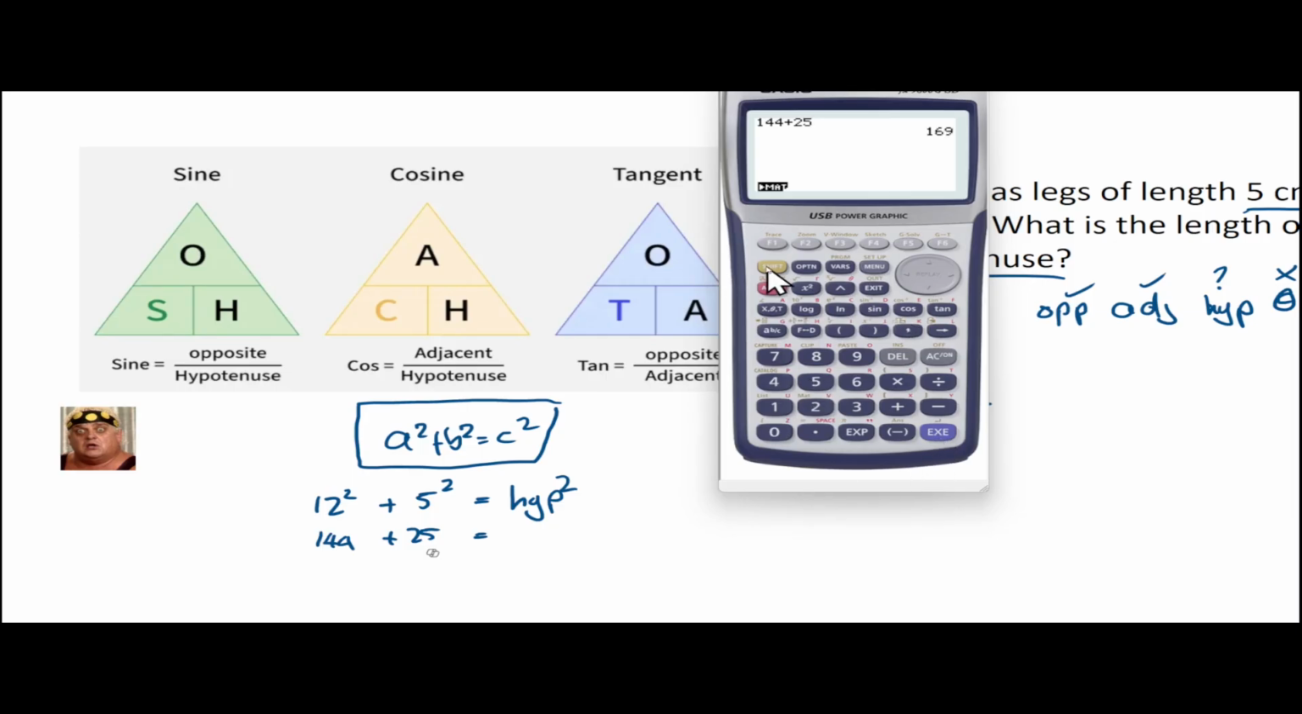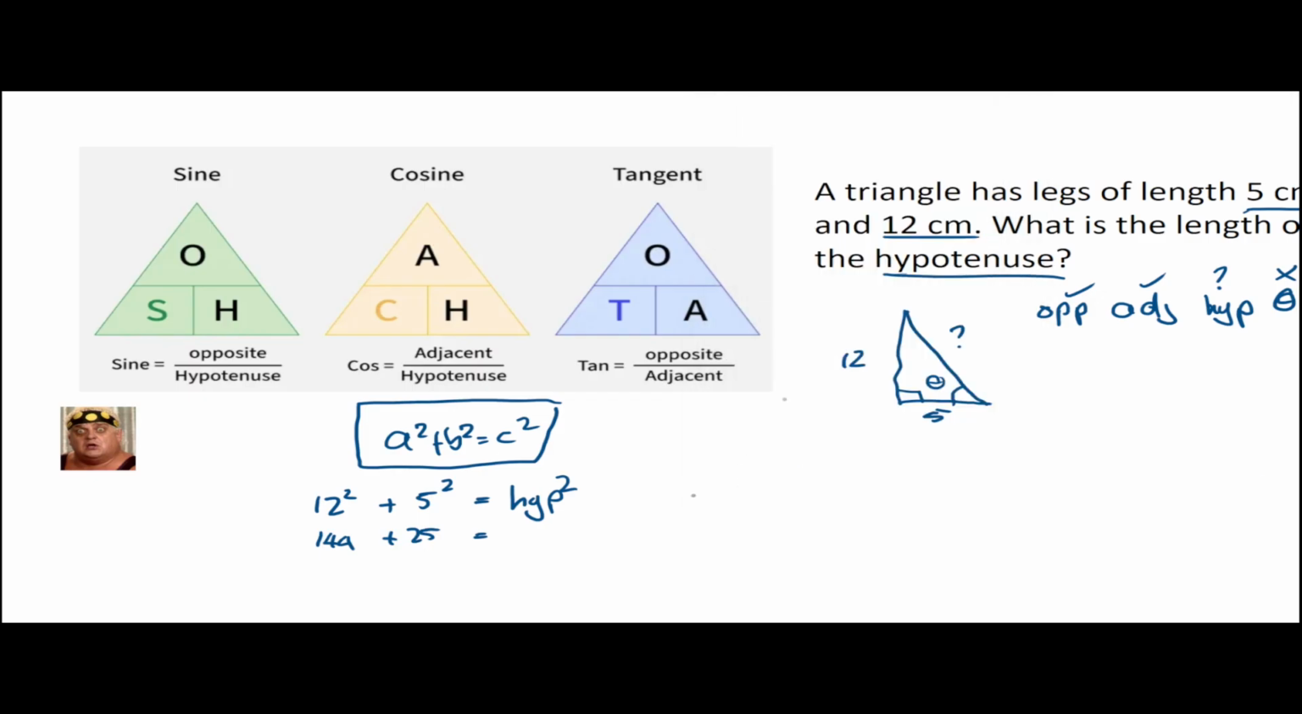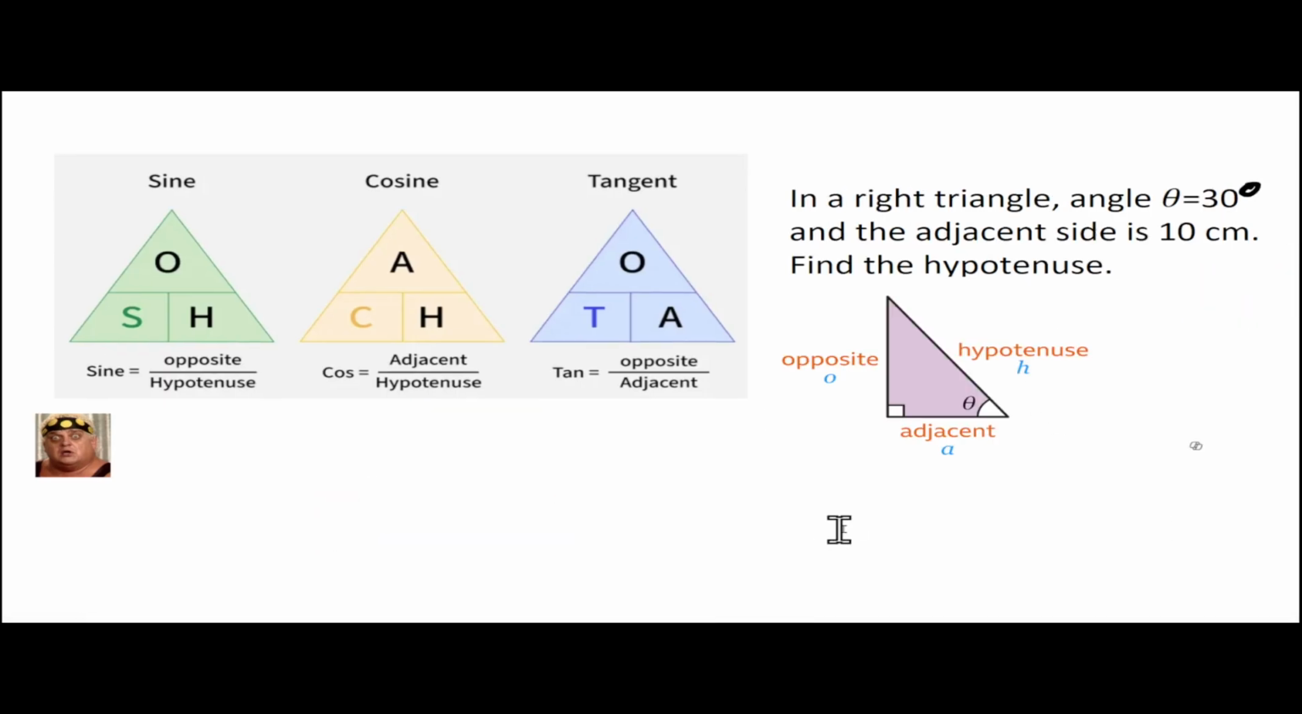We want to take the square root of that. So shift square root of the last answer, 13. So it's 13, and the last step is, what's the unit? The unit is, of course, centimeters. And it's just centimeters in a straight line. And that's it. That's that for that one.